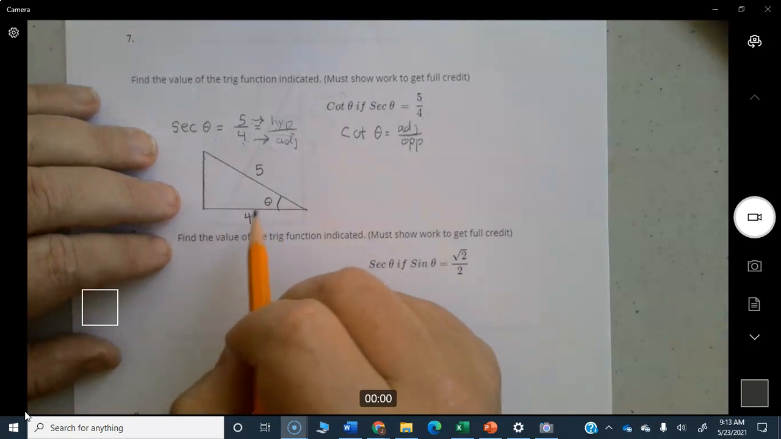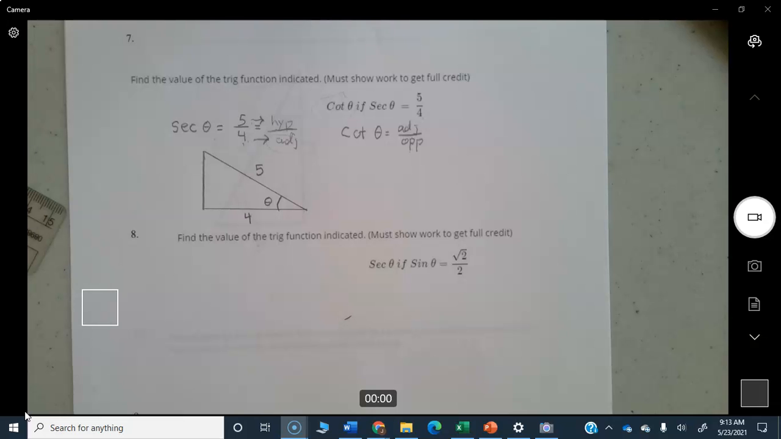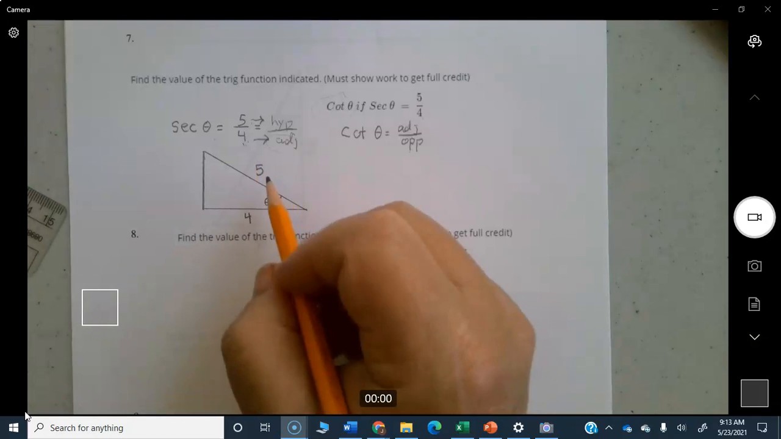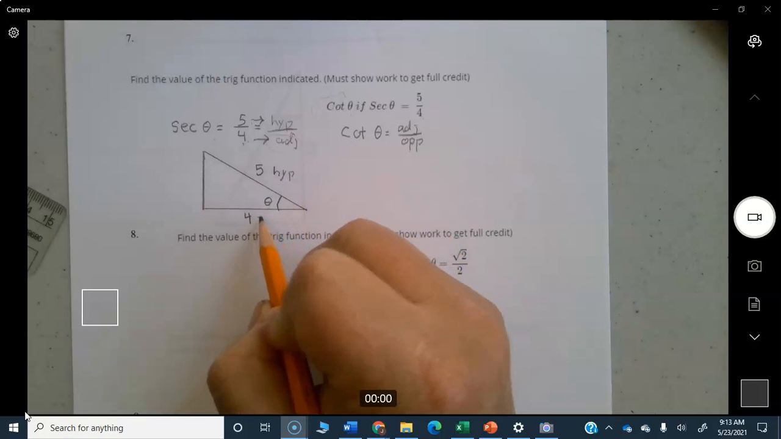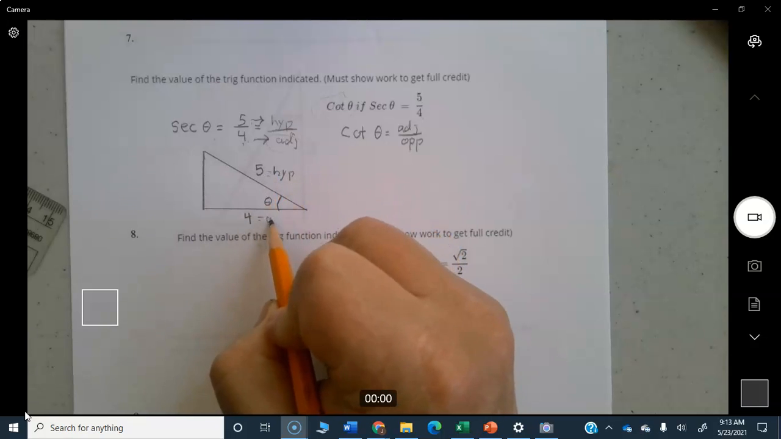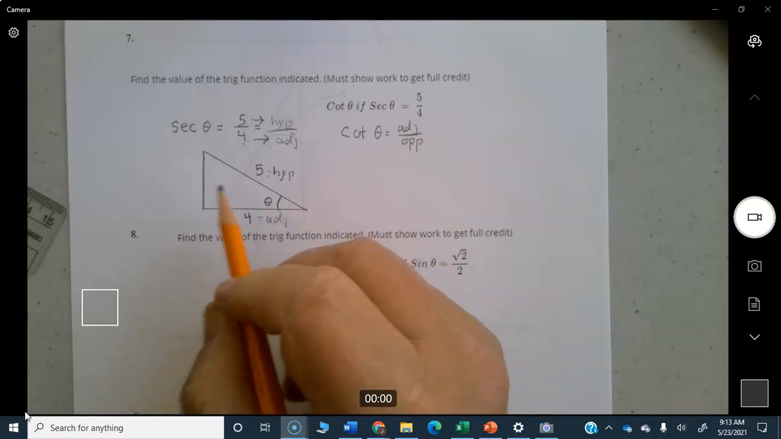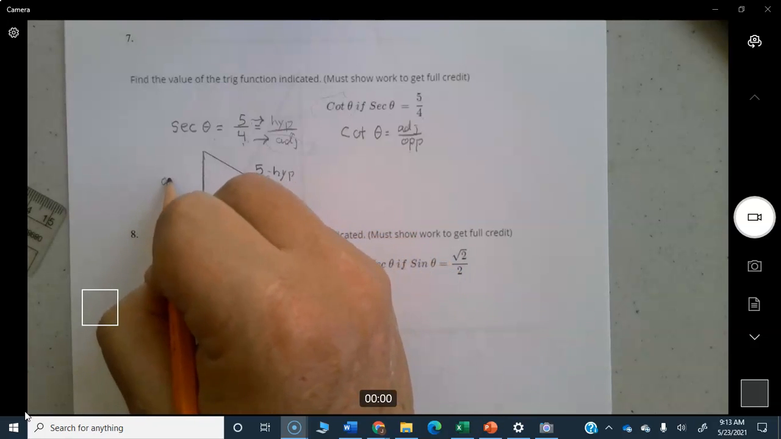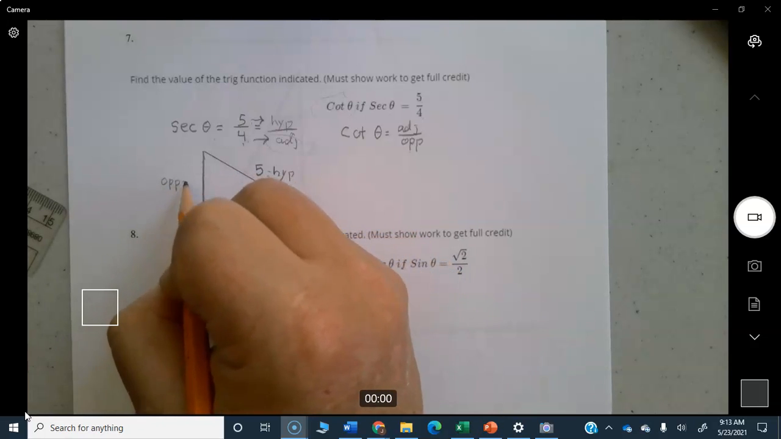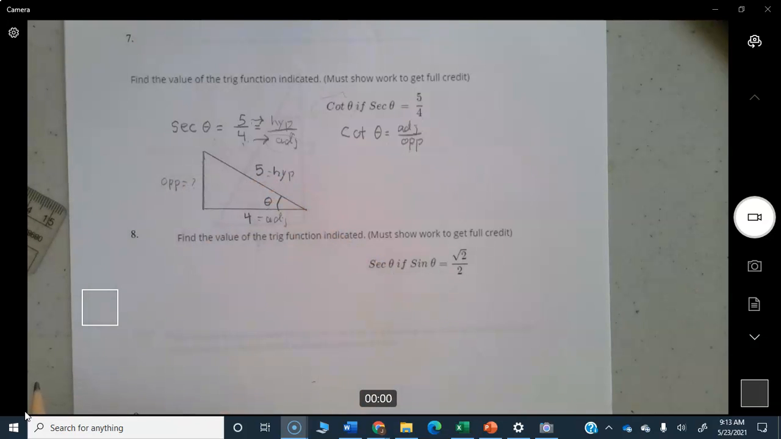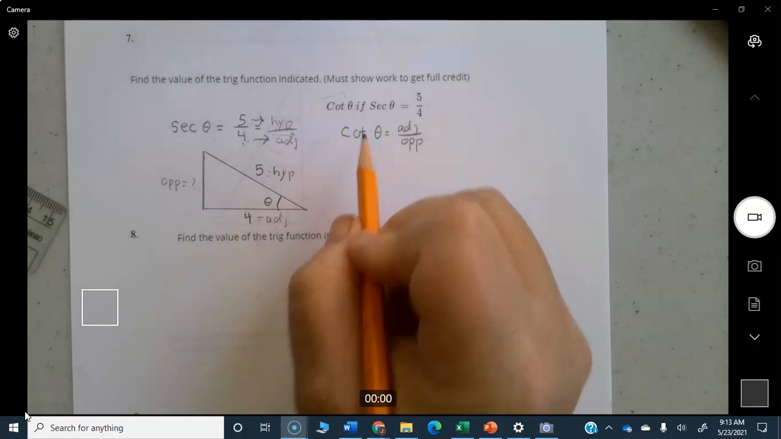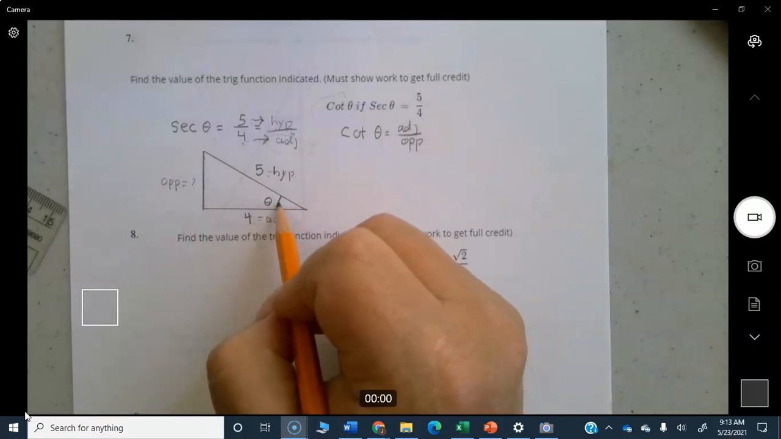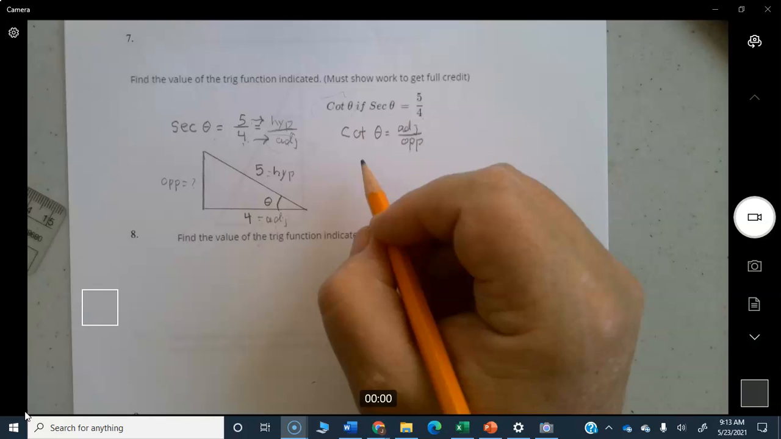So you get to pick which side you want to be the adjacent. So we know the hypotenuse. We know the adjacent. And what we're trying to find is the opposite over here. Okay? All right. So we need adjacent over opposite to give us the answer to this. So again, since we don't know the angle, we have to use the Pythagorean Theorem.